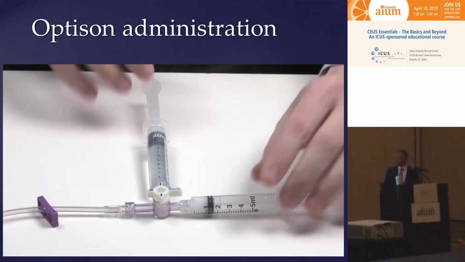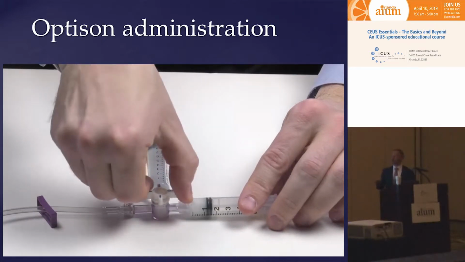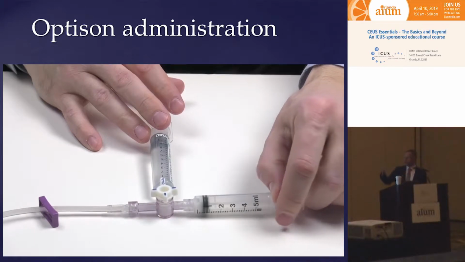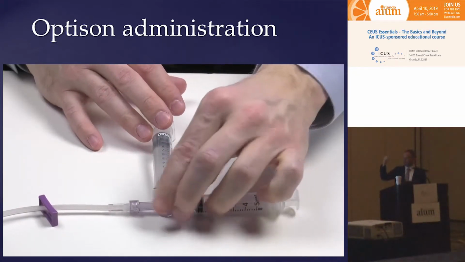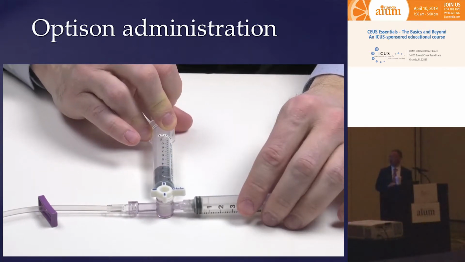Injection technique, again, identical. Always test your line first with a little bit of saline, then inject your contrast agent over 1 to 2 seconds, flip your stopcock, flush it with saline, and you will be just fine.